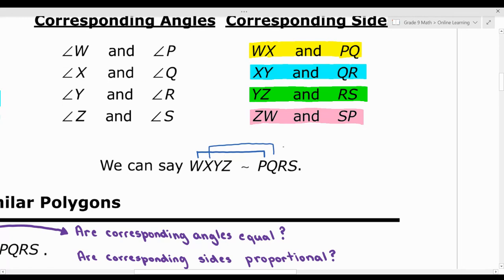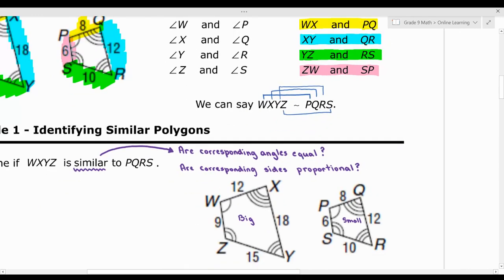Angle Y will match R, so we said that there. And then angle Z is going to match angle S. So if you're ever not given the angles, the way that the question's worded is implying that this angle measurement will match this one, this angle measurement will match that one, etc. All right, let's look at our first example.